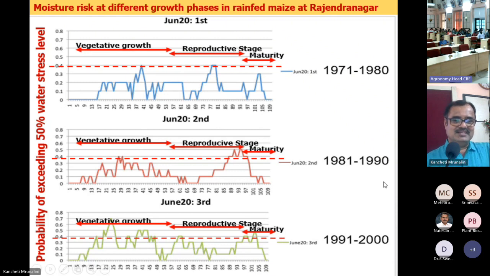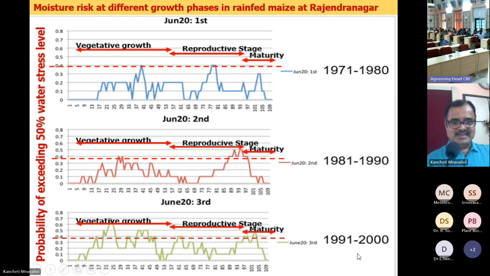In the second decade, now you see 81 to 90. Here, around day 99, just before maturity or during maturity, the risk is more. What happens? If seed hardening is already completed, then it's okay. Otherwise, suppose initially sowing is delayed, then automatically the terminal stress will affect, wrinkled seed will be developed, and test weight will be reduced. Ultimately, yield will be reduced.